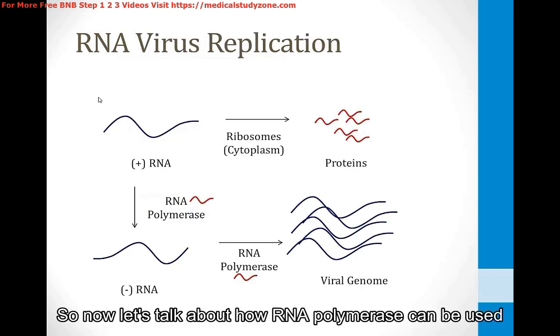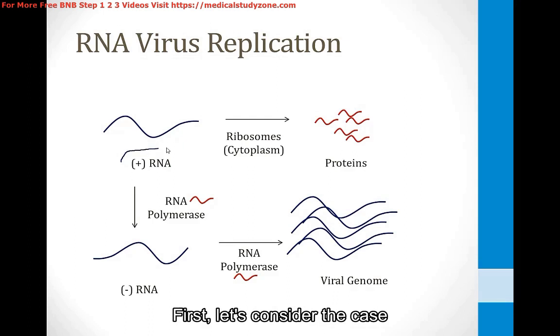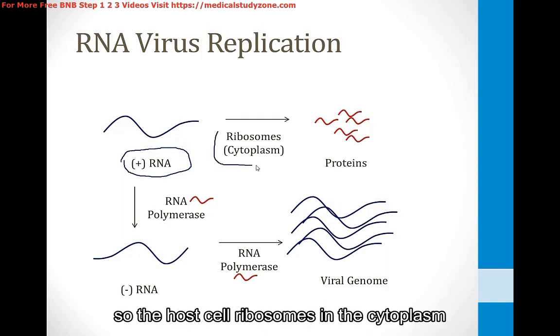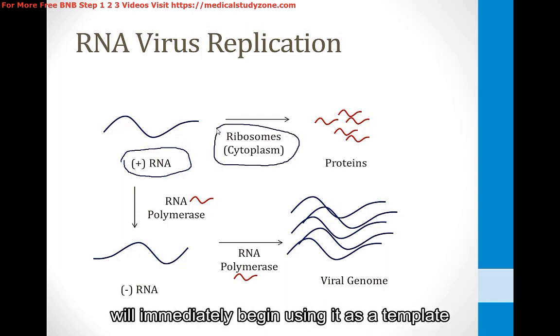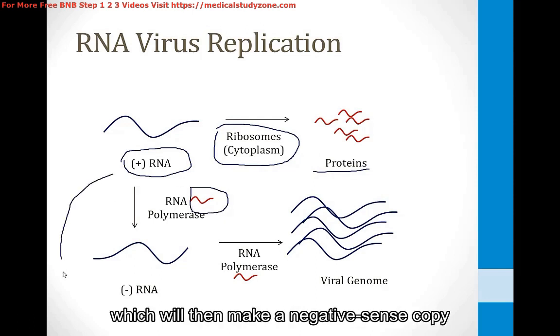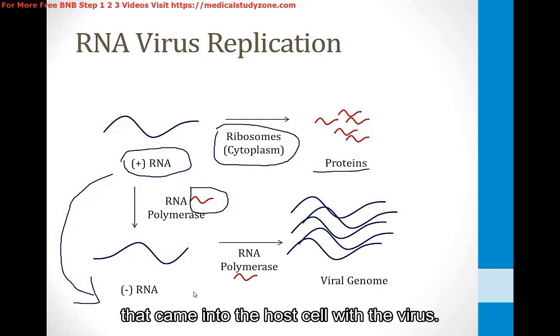So now let's talk about how RNA polymerase can be used by positive and negative sense RNA viruses. First, let's consider the case of a positive sense RNA virus. It will bring in a piece of RNA that looks just like messenger RNA, so the host cell ribosomes in the cytoplasm will immediately begin using it as a template for the synthesis of proteins. One of the proteins that will be created will be an RNA polymerase, which will then make a negative sense copy of the positive sense RNA that came into the host cell with the virus.